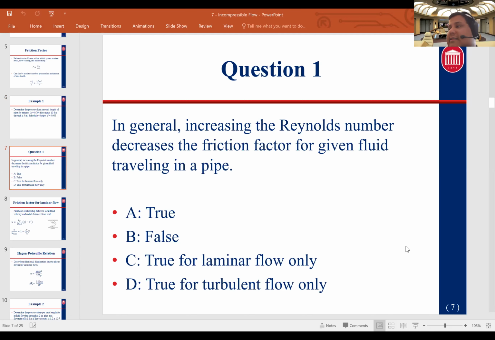So what do you guys think? Does increasing the Reynolds number increase or decrease our friction factor?